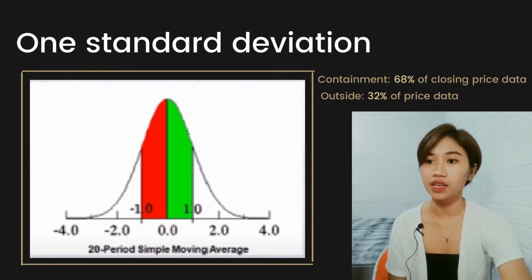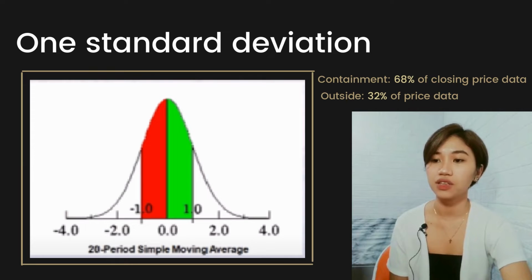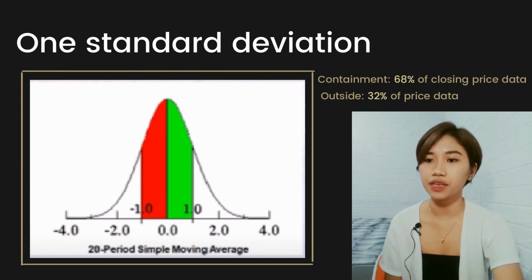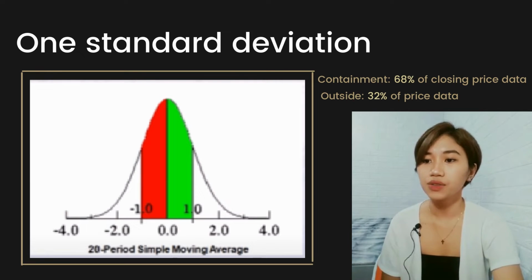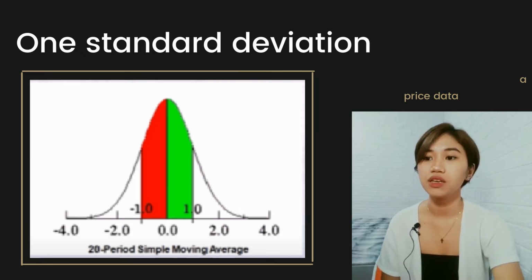In order to contain, if you have one standard deviation, you're ultimately going to contain only about 68, we'll call it 70% of the closing price data. So there's going to be prices that are outside the bands quite a ways, frankly, to a point where they really don't do you much good.